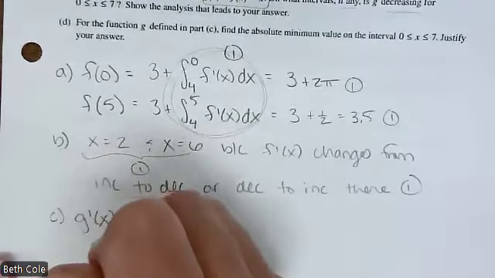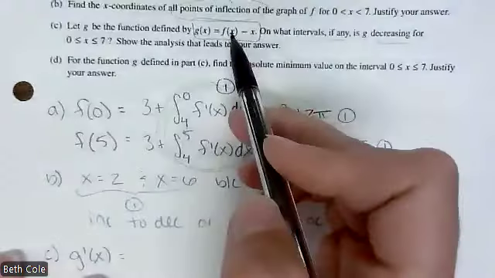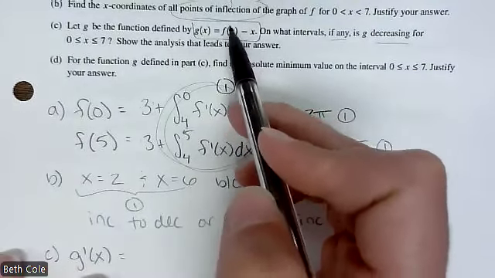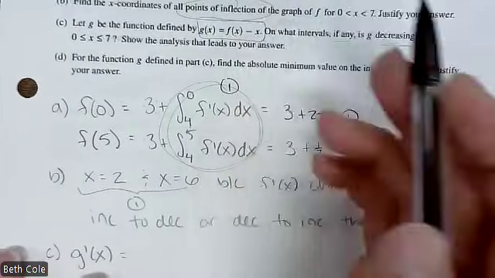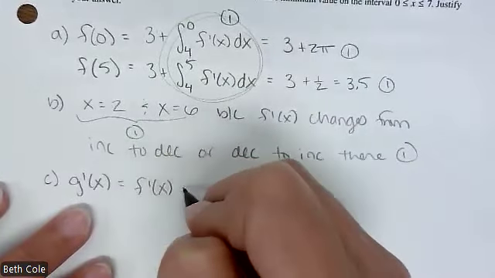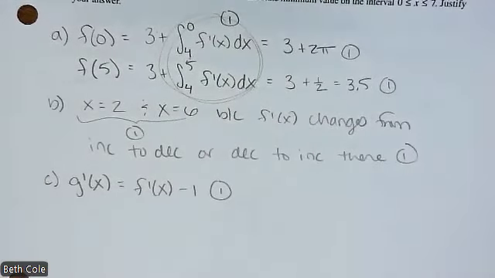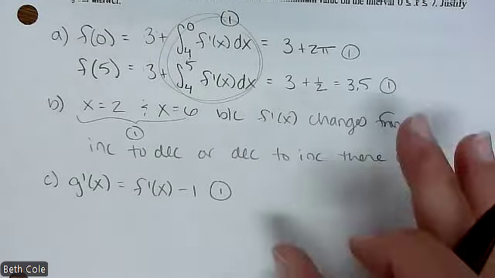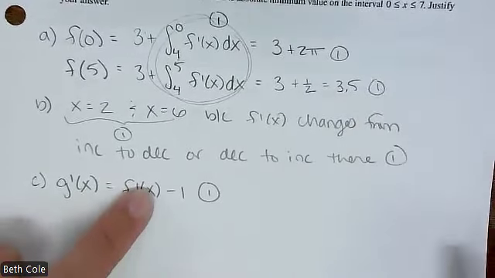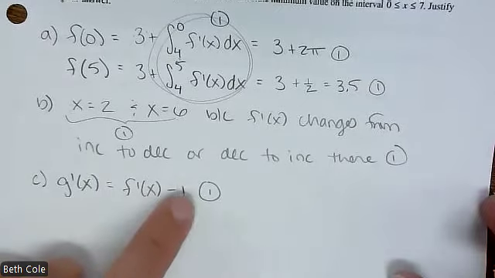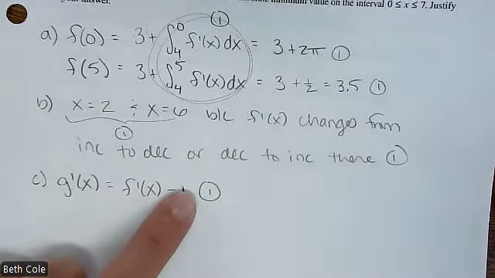So the first thing we're going to have to find is G prime. So G prime would be equal to what? F prime minus 1. Good. If you wrote that, you get a point. Good job. Now, do you have an imagination? You have the graph of F prime. You have to imagine it being moved down 1 unit.